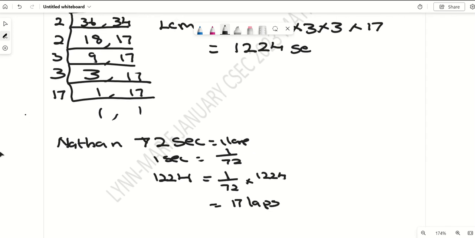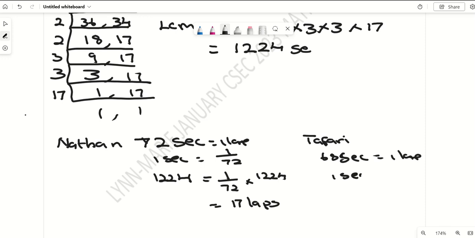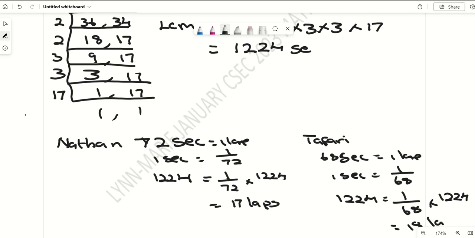And then if we look at Tafari, they said it was 68 seconds. So 68 seconds is equal to 1 lap. 1 second would be 1 over 68, and therefore 1,224 seconds would be 1 over 68 multiplied by 1,224, which is equal to 18 laps.